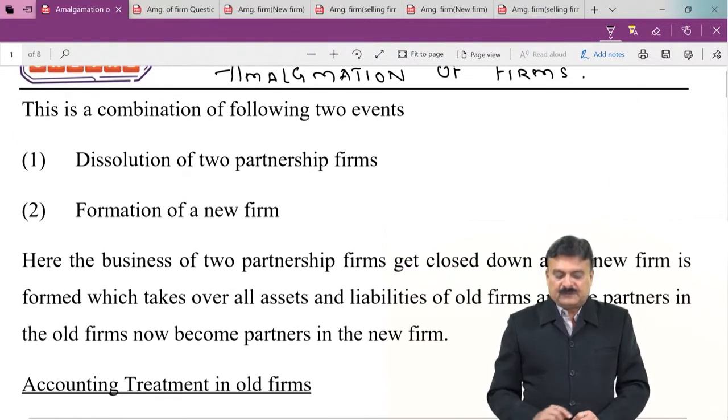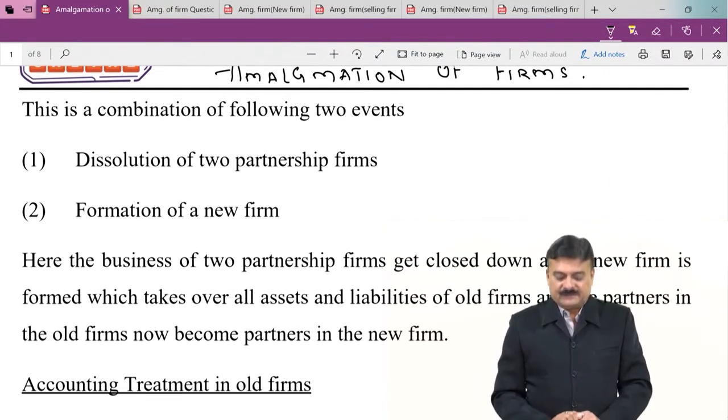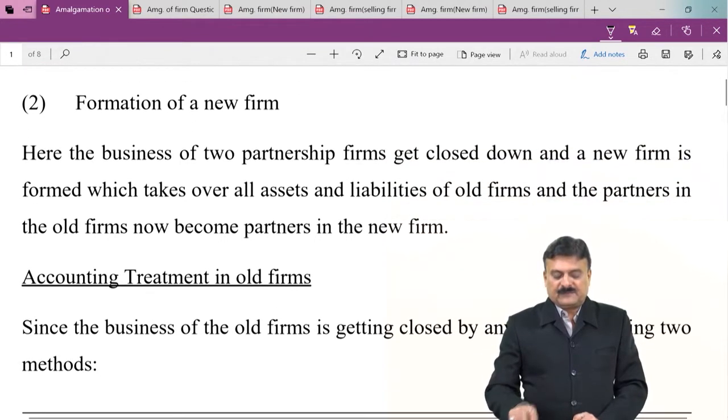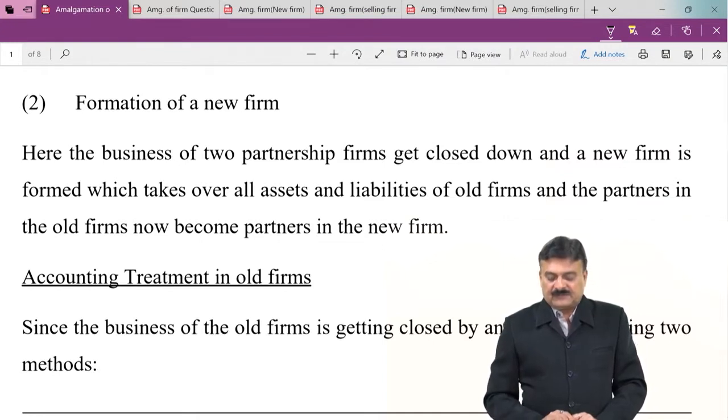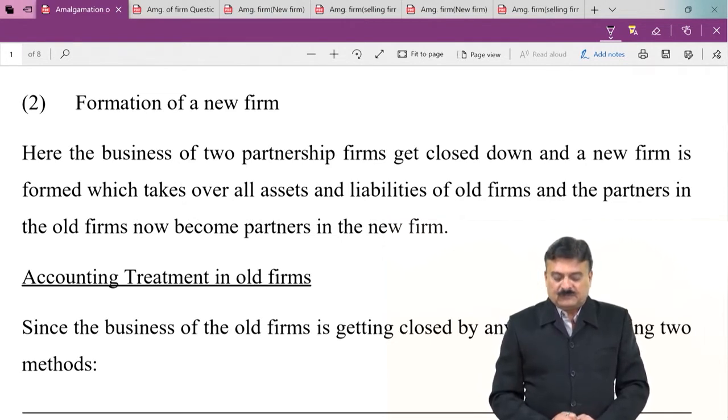Amalgamation of firm is a combination of the following two events: dissolution of two partnership firms and formation of a new firm. Here, business of two partnership firms gets closed down and a new firm is formed, which takes over all assets and liabilities of old firms. And the partners in the old firm now become partners in the new firm.